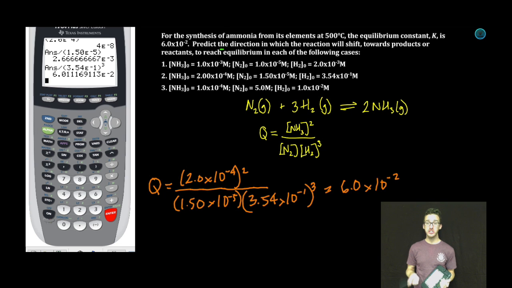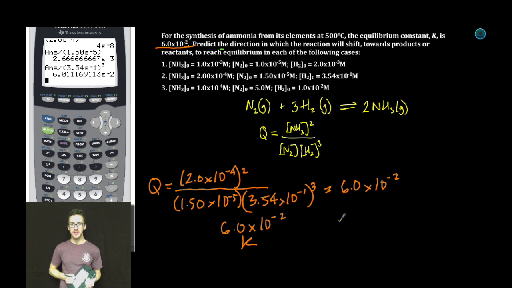Let's compare Q to K in alphabetical order. K is equal to 6.0 times 10 to the minus 2. Boom. That's my K value. Comparing that to Q, 6.0 times 10 to the minus 2. That's my Q value. Again, alphabetically, K compared to Q. How do these two compare? They are equal. So guess what? We are actually already at equilibrium. There is going to be no shift.